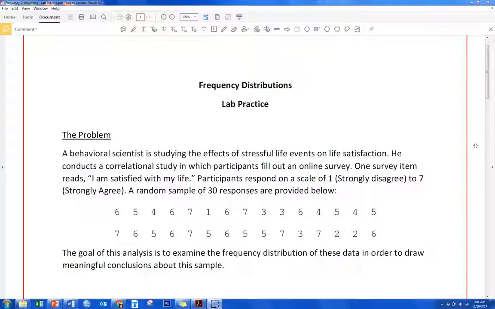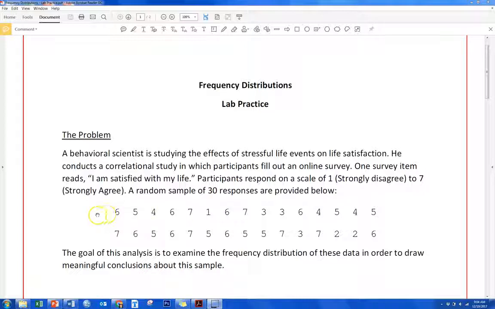Participants responded to this item on a scale of 1 to 7. So they probably responded strongly disagree, somewhat disagree, disagree, neither disagree nor agree, and so forth. But they've been coded from 1 to 7. So strongly disagree is a 1, strongly agree is a 7. A random sample of 30 participants is provided below.